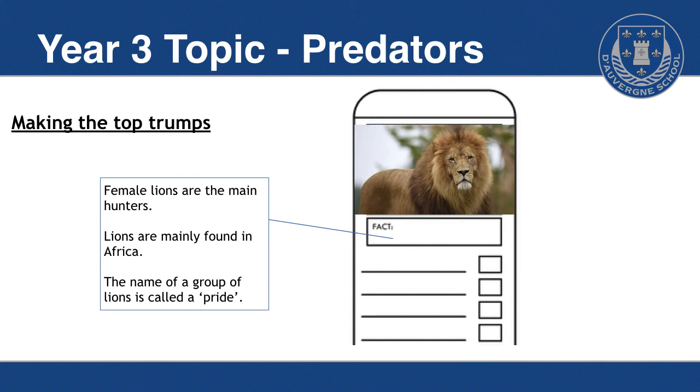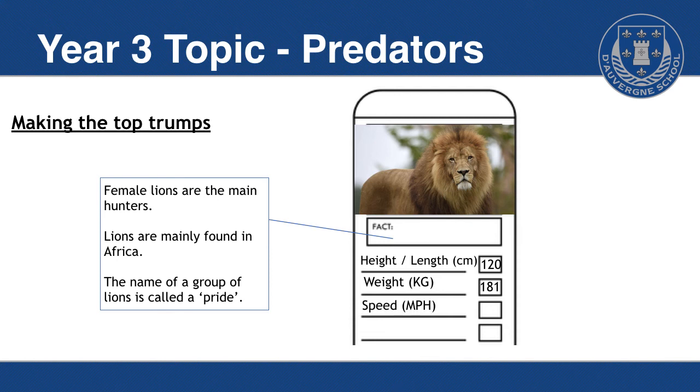Now, with top trumps, you need your categories, you need your stats to compare. So, we've got height and length, which I think is a nice, easy one for all of your animals. For example, a lion is 120 centimeters tall, so it's quite a tall animal. Then their weight, in kilograms. They are 181 kilograms, so they are really heavy. Compared to humans, who are probably about 70 to 80 kilograms, they are really heavy.